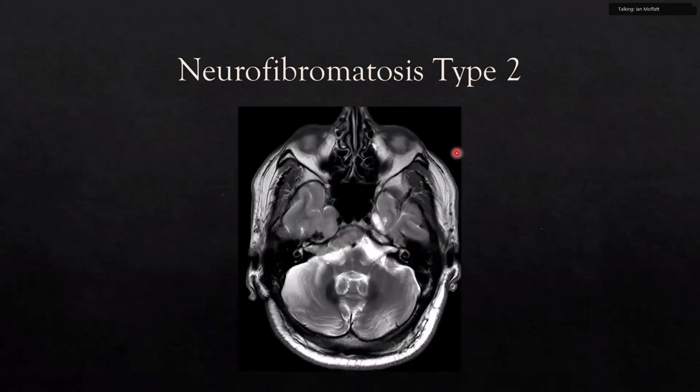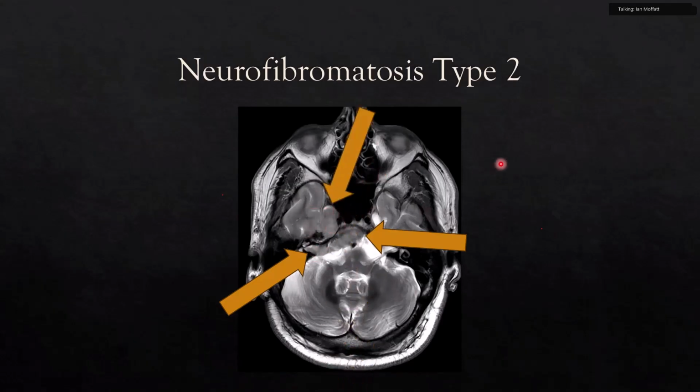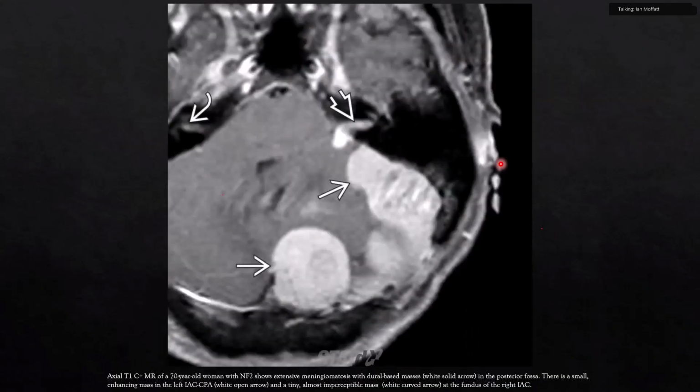This is our typical NF2 patient again. We've got a meningioma arising along the dorsal aspect of the clivus, extending into the IAC. There's actually a small, you can make out, vestibular schwannoma as well. And the patient has a large cranial nerve 5 schwannoma as well. Again, another typical patient, bilateral vestibular schwannomas, small on the right, larger and conical on the left, and then multiple meningiomas.